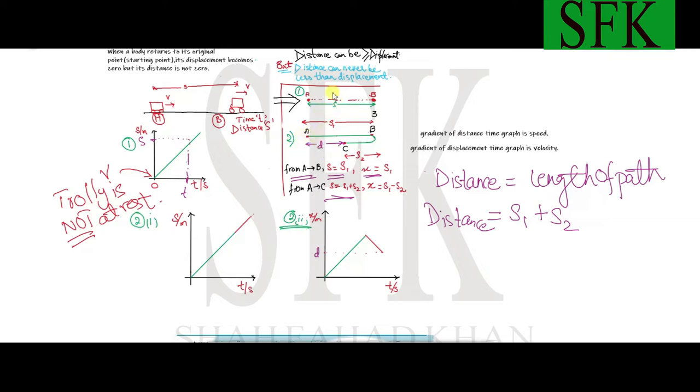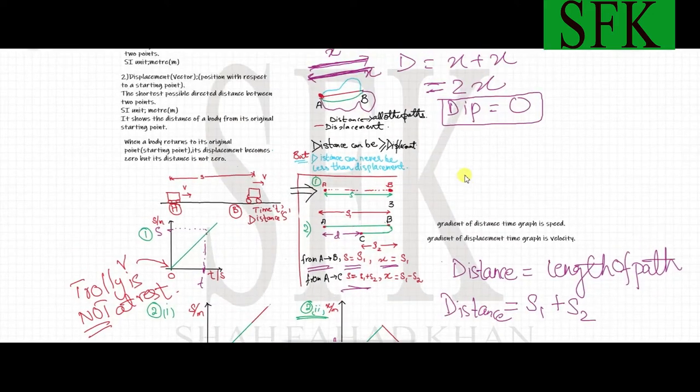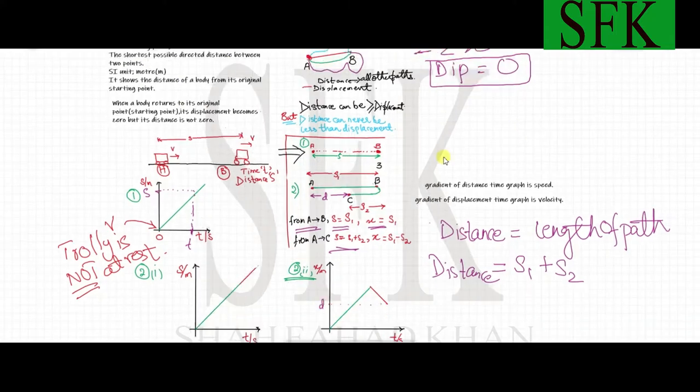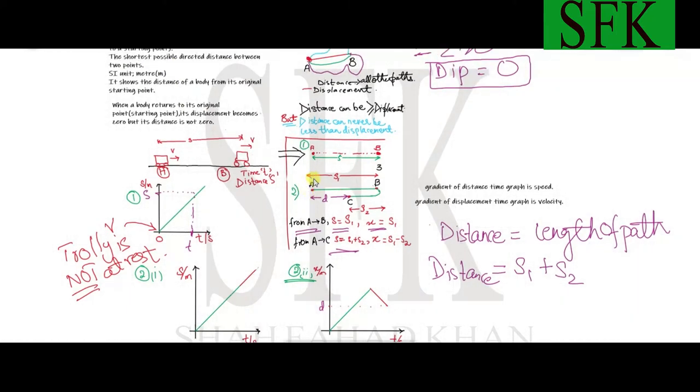Let's look at the definition of displacement. It represents the position of that particle from its starting point, position with respect to a starting point. The starting point in this case was A. At point C, we have to find the distance from A to C. The particle is at C now.